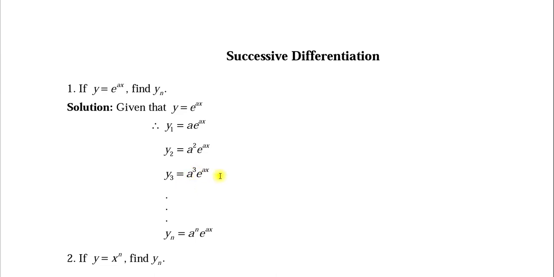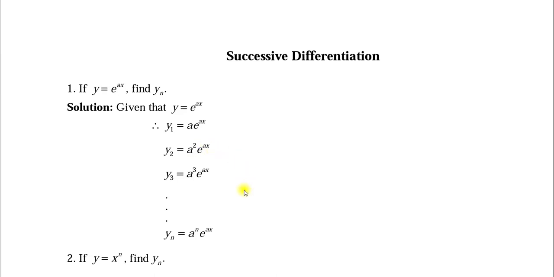Now in step number 2, we determine the pattern. We can see that there is a pattern. In case of y1, it is a, in case of y2, it is a square, and in case of y3, it is a cube. And in every one of the functions, there is an e to the power ax.